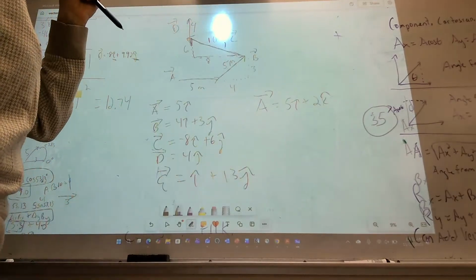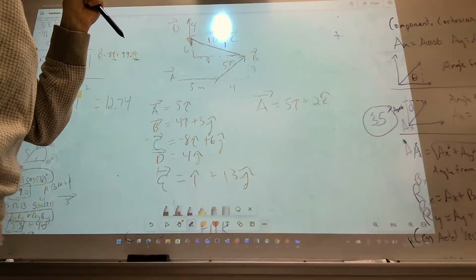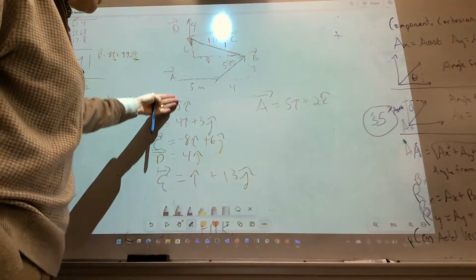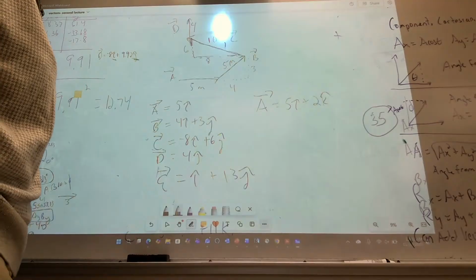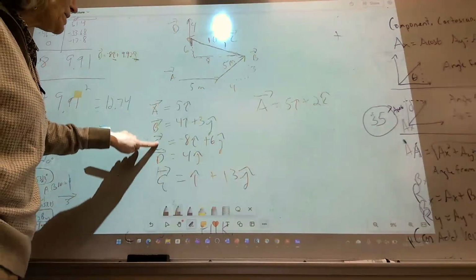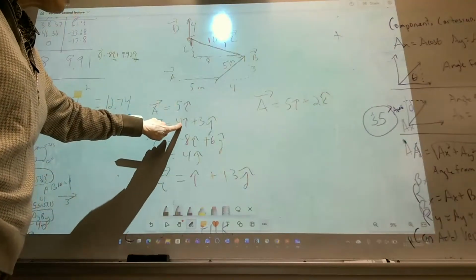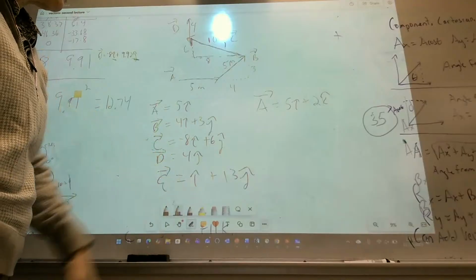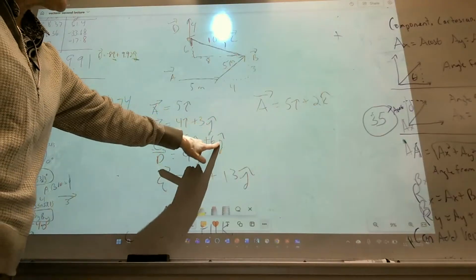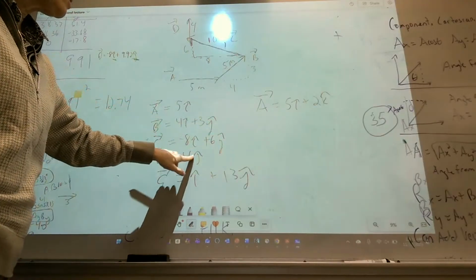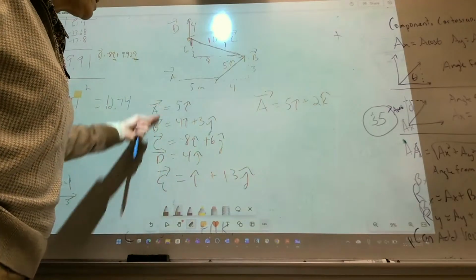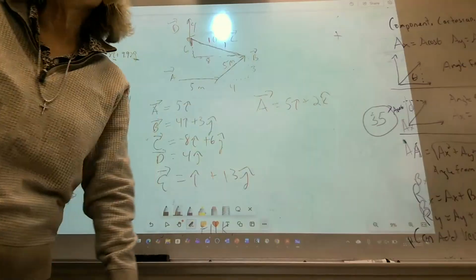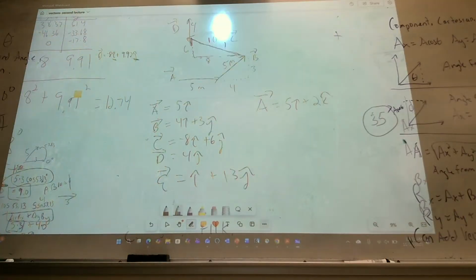If I sum all of them together, I would just be adding together all the i. So if I add A, B, C, and D together, it's 5i plus 4i minus 8i, which gives me 1i. And then I add together all the j's, 3j plus 6j plus 4j, which gives me 13j. That would be the sum of all of these. So all we're doing is the same old, but we're calling them xi and yj.